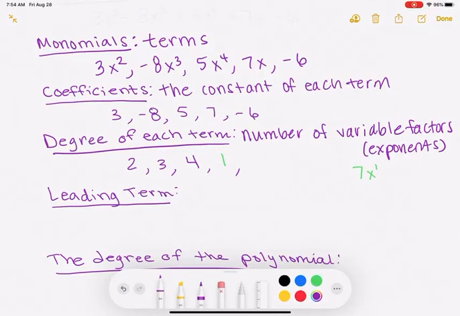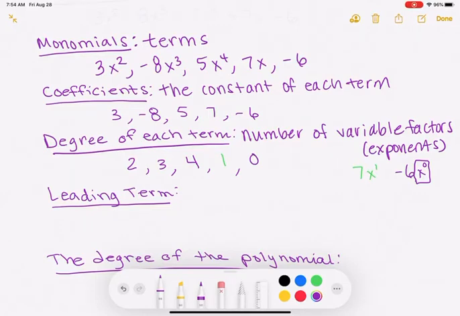Next, this one's also a little bit tricky. The degree in negative 6, what do you think that is? If we have negative 6 but there's no x there, it's actually a little 0. Later on in the quarter, you will learn that x to the 0 power is equal to 1. Right now, you don't need to know that. You just need to know that whenever you see just that whole number, negative 6, the degree of that term is 0. So that's what we're working on for today.